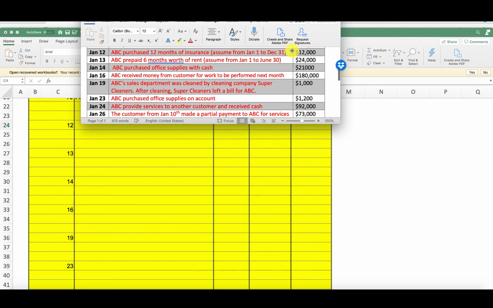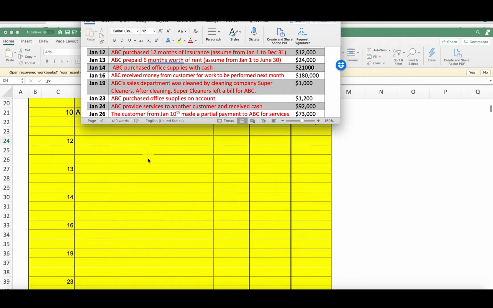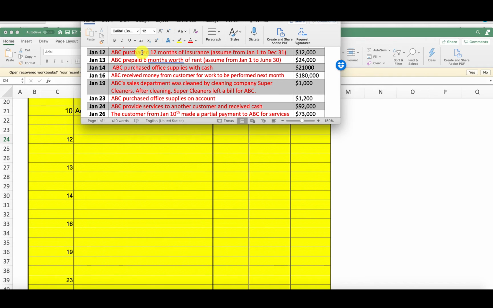I'd assume January 1 to December 31st. Even though they purchased it on January 12th, we're going to assume that it was purchased for January 1 to December 31st, right? For $12,000. Okay, so what's happening here? What are we receiving? What are we giving? Well, in this case, we're receiving insurance paid ahead of time, and that account is prepaid insurance, and we're giving cash, right? So we're going to assume that this purchase was made with cash.